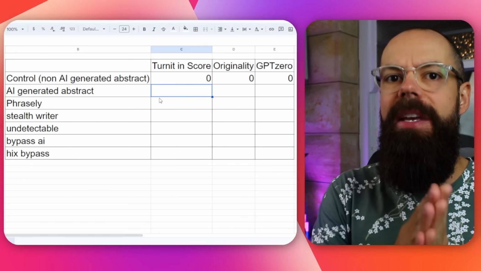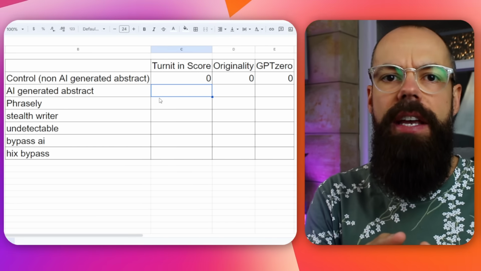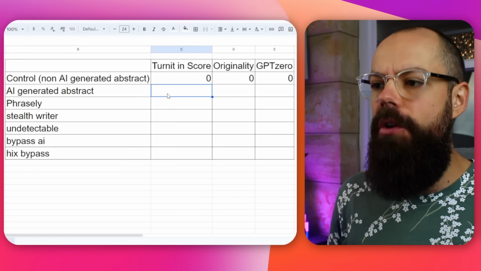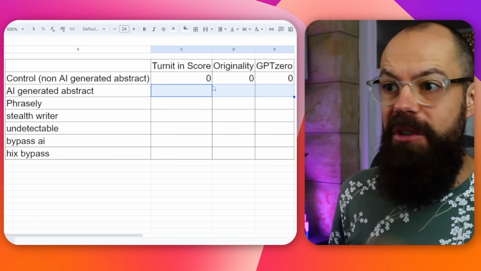And this was in ChatGPT. I said, hey, rewrite it for a PhD thesis. And so what it did is it took that thesis, and here are the results. Turnitin said it was 40% AI, Originality said it was 100% AI, and GPT-0 said 94% AI.